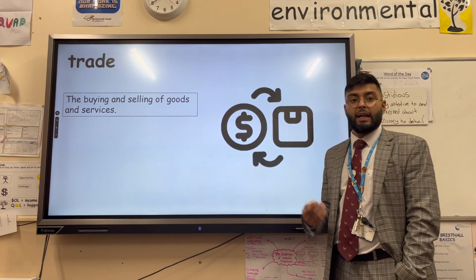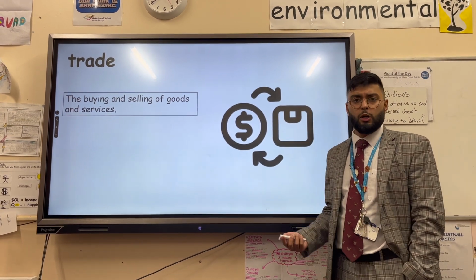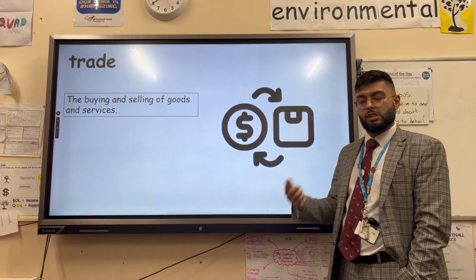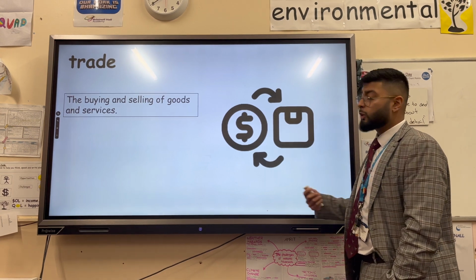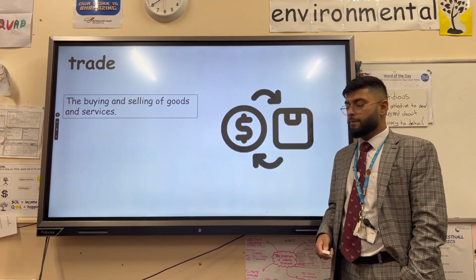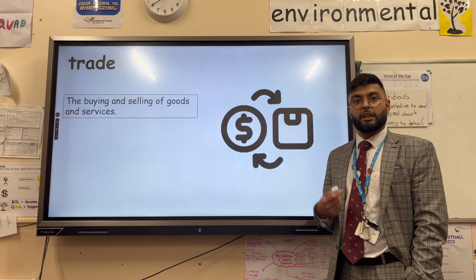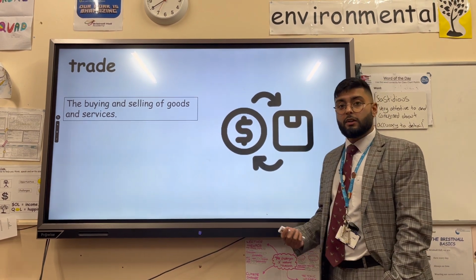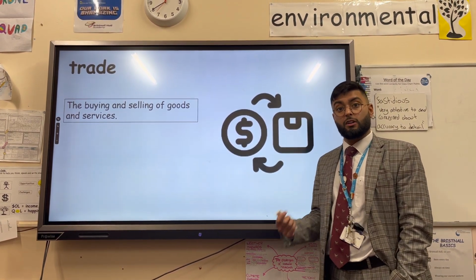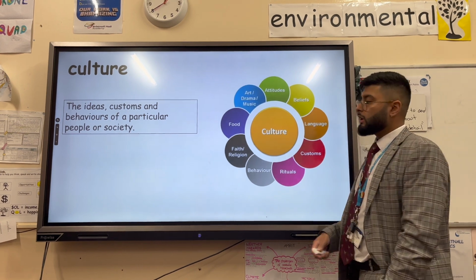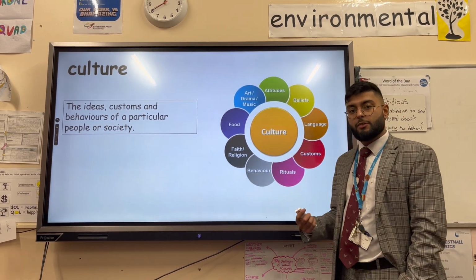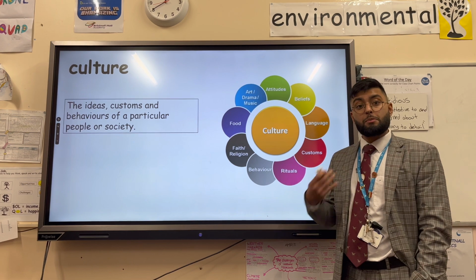Trade is the buying and selling of goods and services. When we're talking about countries, we usually call it imports and exports. And trade is a really, really important part of the UK's changing economy. A lot of the UK's GDP comes from trade with other countries. Culture, those are the ideas, customs, behaviours, in other words, the way people live their life.